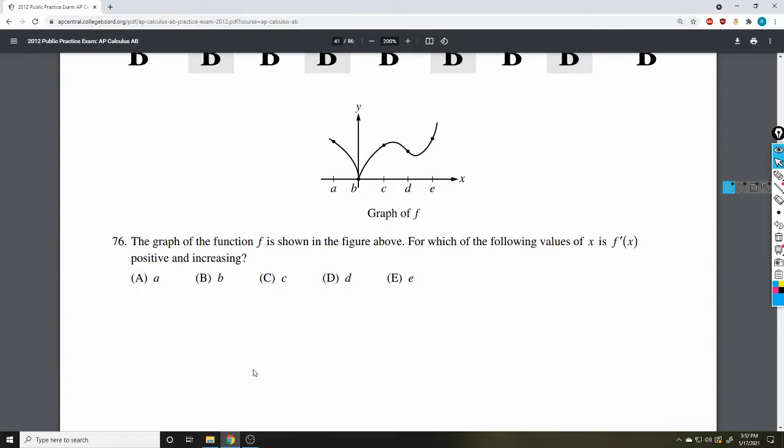Welcome to the calculator section. Just a reminder, we left off at question number 28. So this next question will be the 29th question.